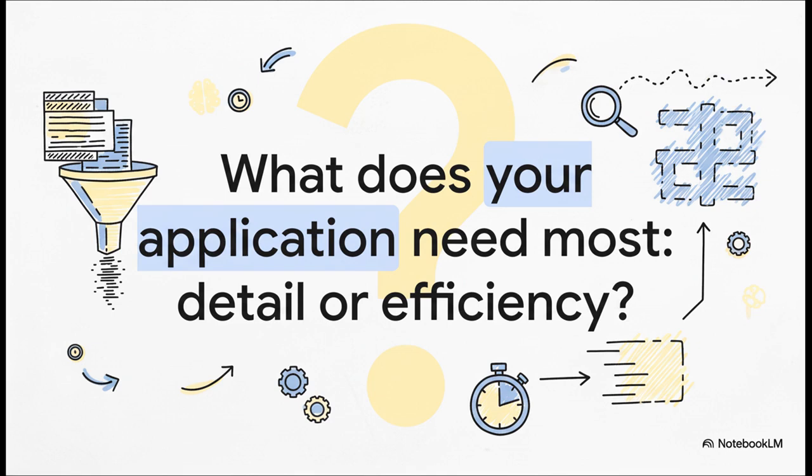And really, that all leads to this essential question for you, the builder. What does your app need the most? If you're building, say, a tool to analyze legal documents, accuracy is probably non-negotiable, right? But if you're building a quick little summary tool, then maybe efficiency and speed are what matter most. Your specific use case is everything. It dictates your entire strategy.